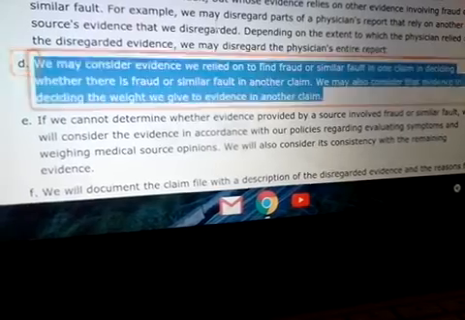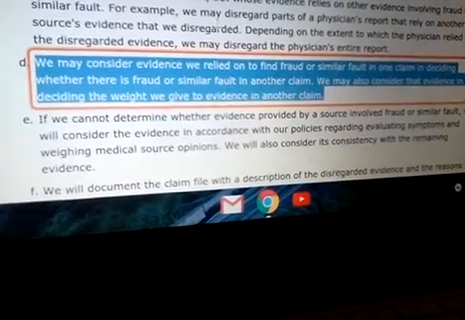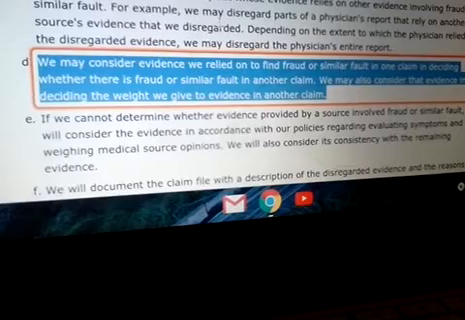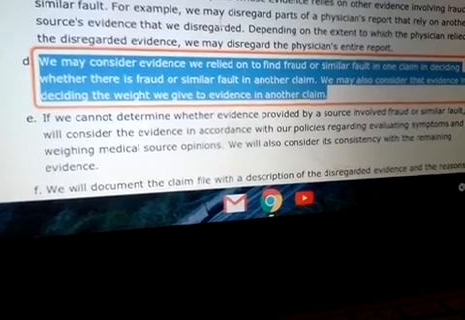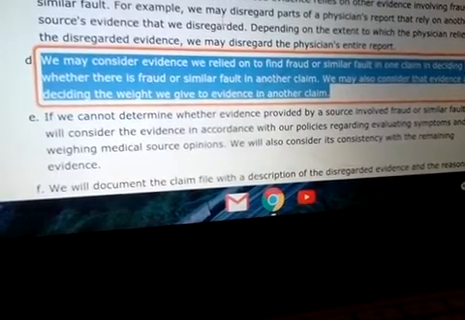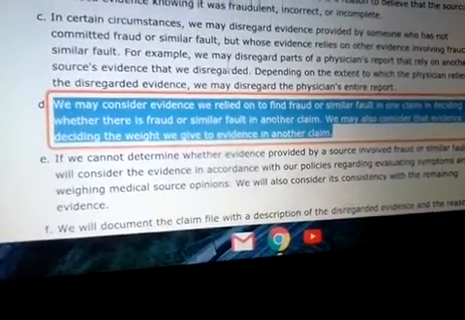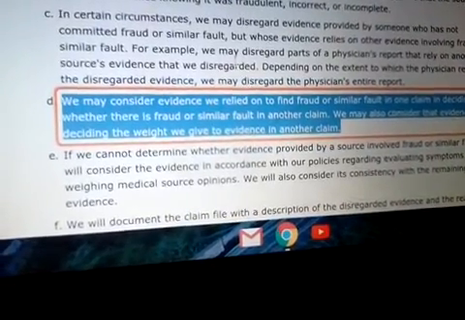D. We may consider evidence we relied on to find fraud or similar fault in one claim in deciding whether there is fraud or similar fault in another claim. We may also consider that evidence in deciding the weight we give to evidence in another claim.